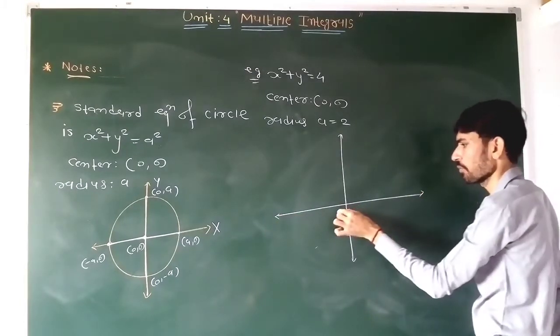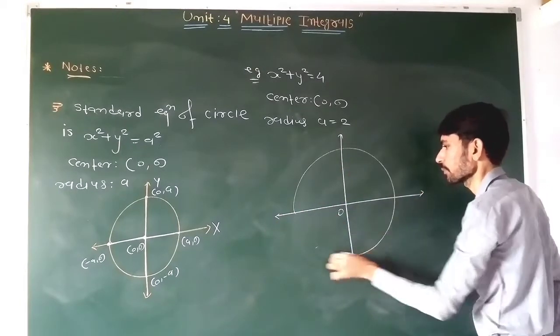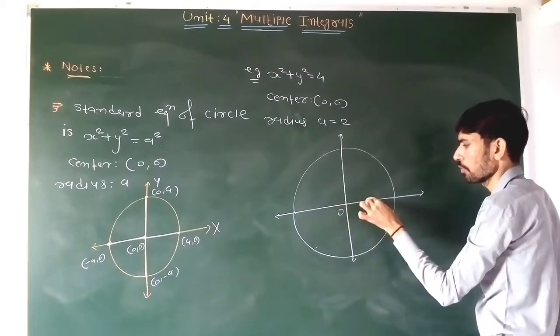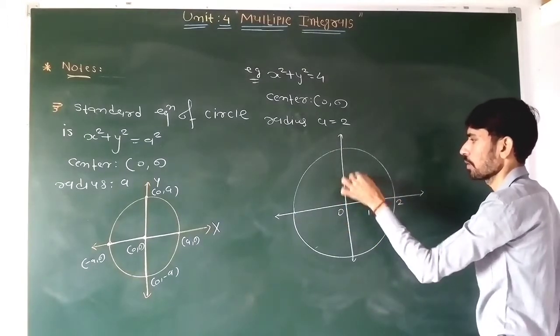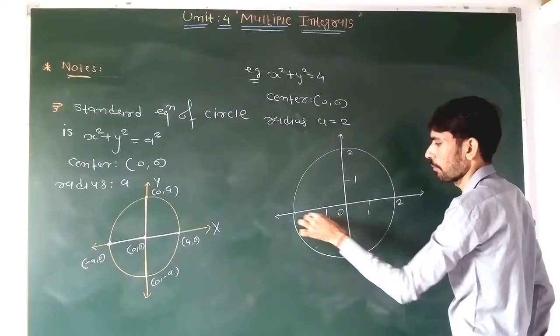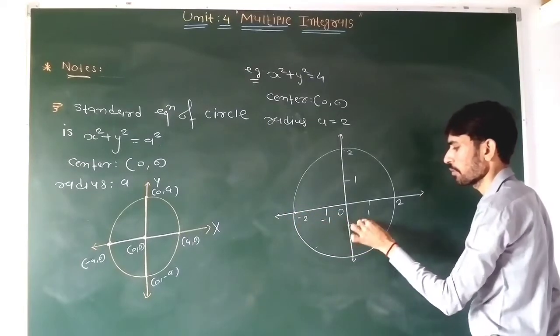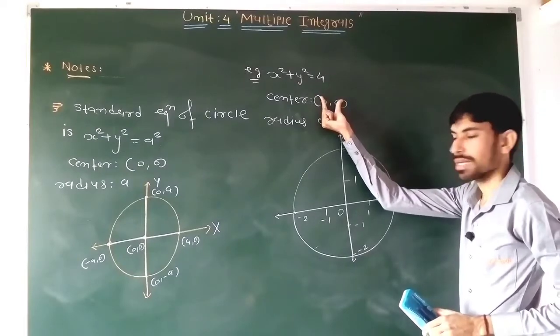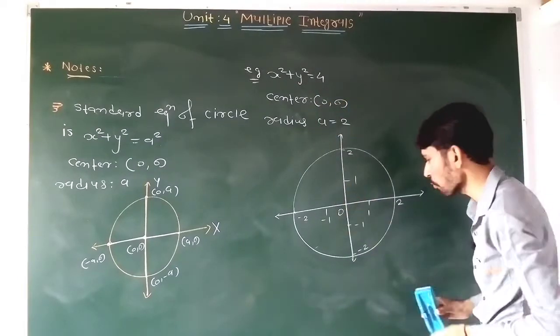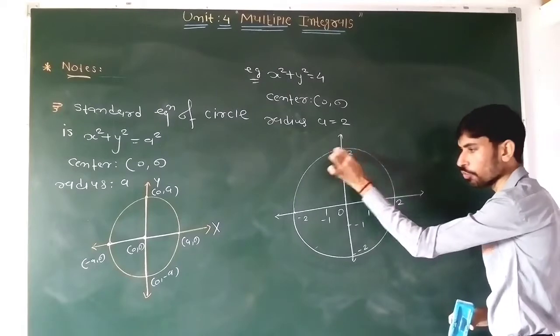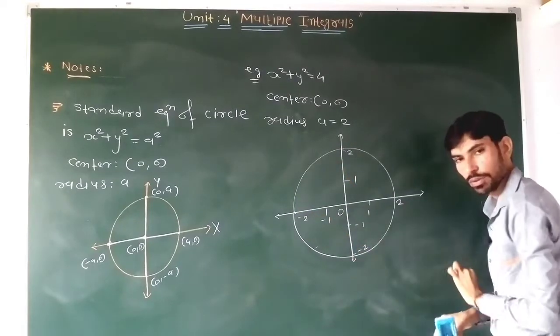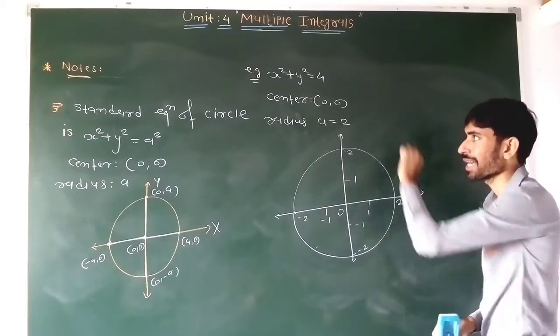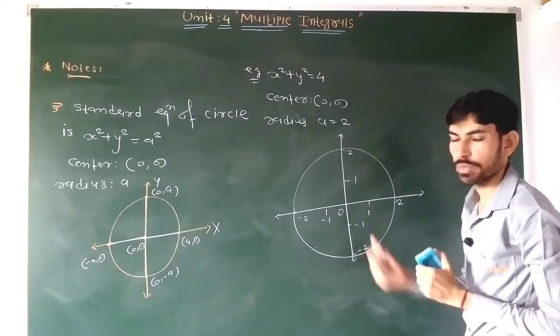Here we just draw it roughly. So 0, 1, 2, and -1, -2 on both axes. So this is the equation of the circle. The center is the origin and it passes through the points (2, 0), (0, 2), (-2, 0) and (0, -2). So keep in mind how to draw the standard equation of the circle.